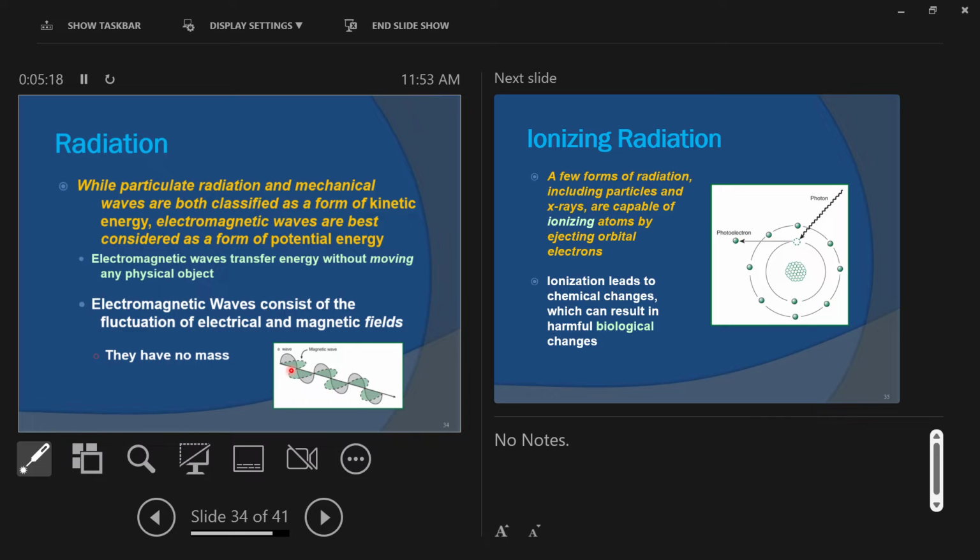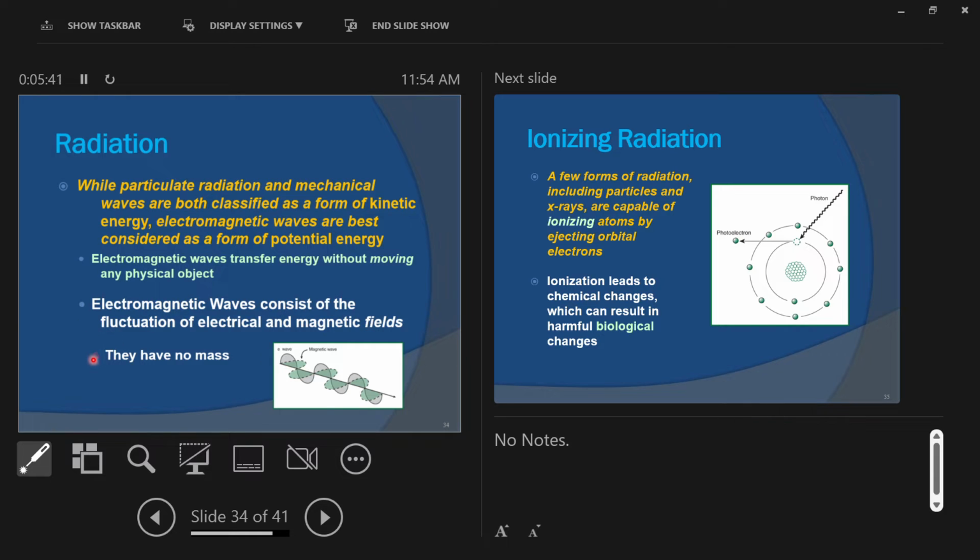When it hits your eye, if it's the right kind of wave, you can see things. When it hits your skin, if it's the right kind of wave, you feel heat. If it's the right kind of wave, like an X-ray, it'll just pass right through your body and hit an image receptor behind your body.